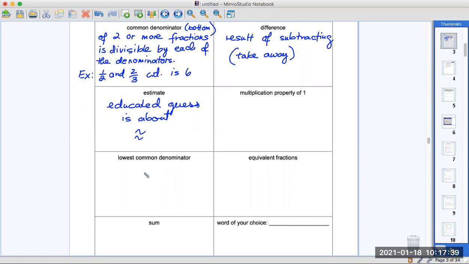Okay, that's about. The multiplication property of 1 says that when multiplying by 1, the answer doesn't change. You can multiply by 1 and it will not change what you started out with. The answer does not change.